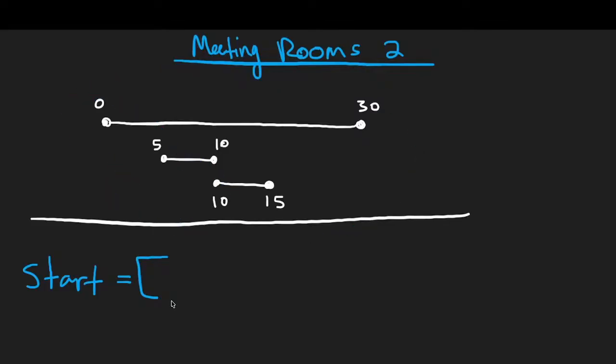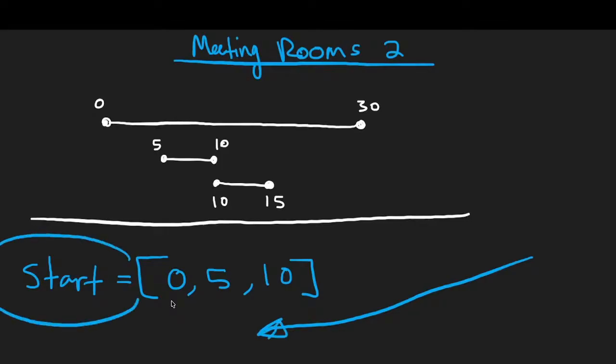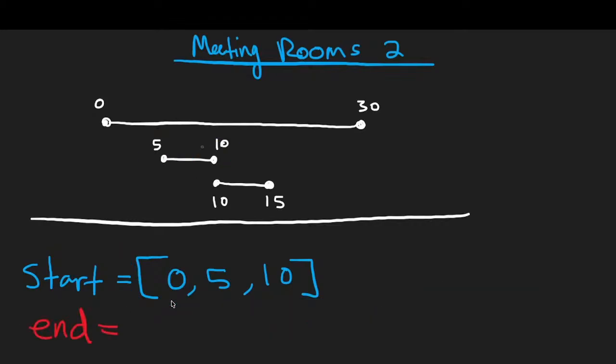What I'm going to do is put all start times in a separate array. So 0, 5, and 10 are all going to go in a separate array. These are all the start times for any meeting, right? This way, we have them in sorted order, and we know these are the ones that are start times. We can differentiate between a start time and an end time. We're also going to put every end time in an array as well in sorted order. So we can see the first is 10, next 15, next 30.